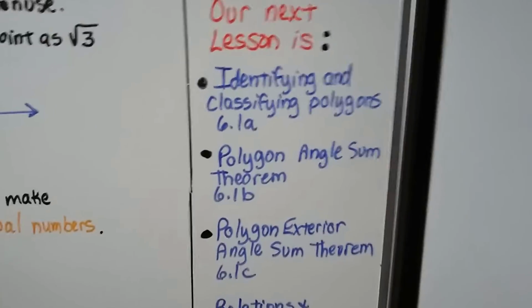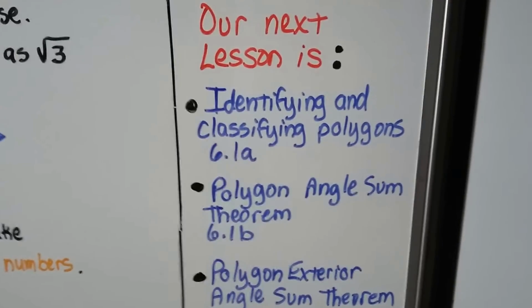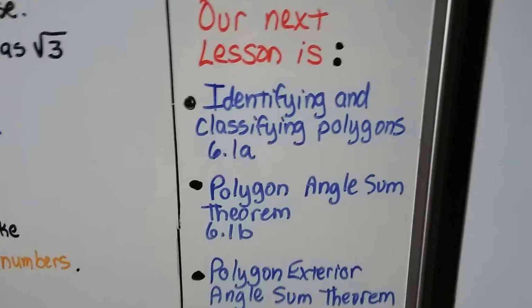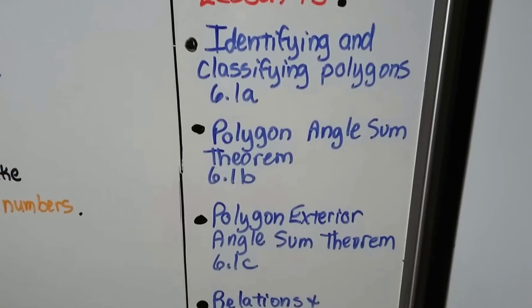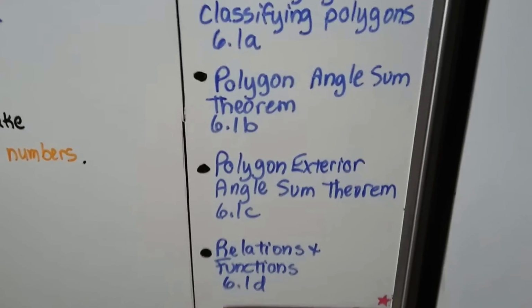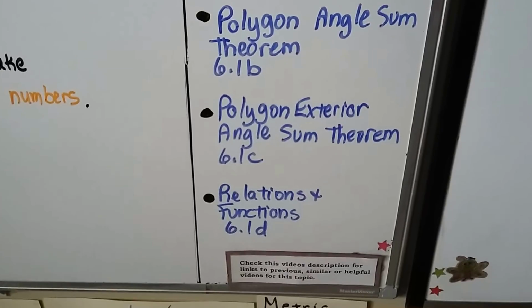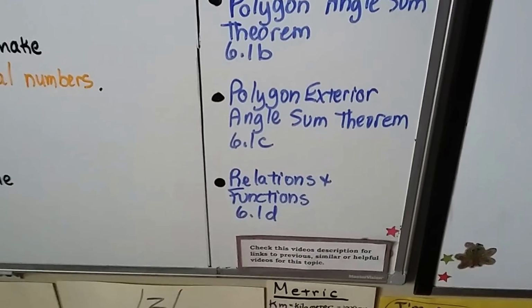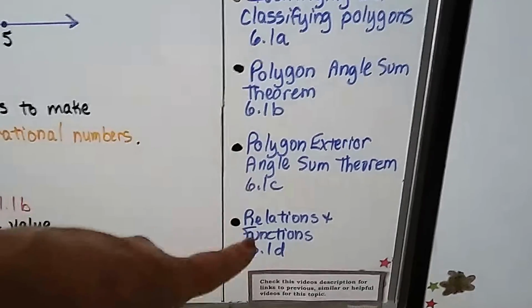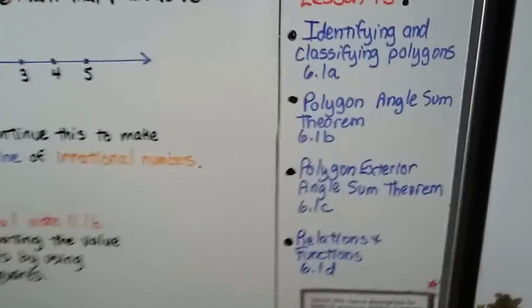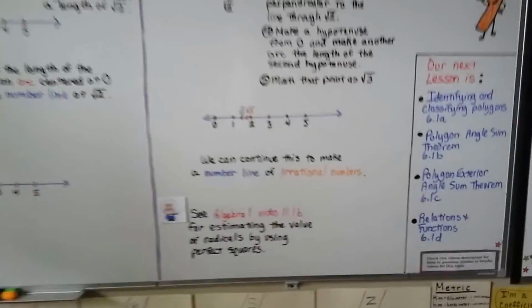We're moving on to Chapter 6, 6.1 to be exact, and we're going to be identifying and classifying polygons. Then after that, we're going to do the polygon angle sum theorem, then the polygon exterior angle sum theorem, and then we're going to do relations and functions, and these are all 6.1, A through D, okay? So that's it. Chapter 5 is done.